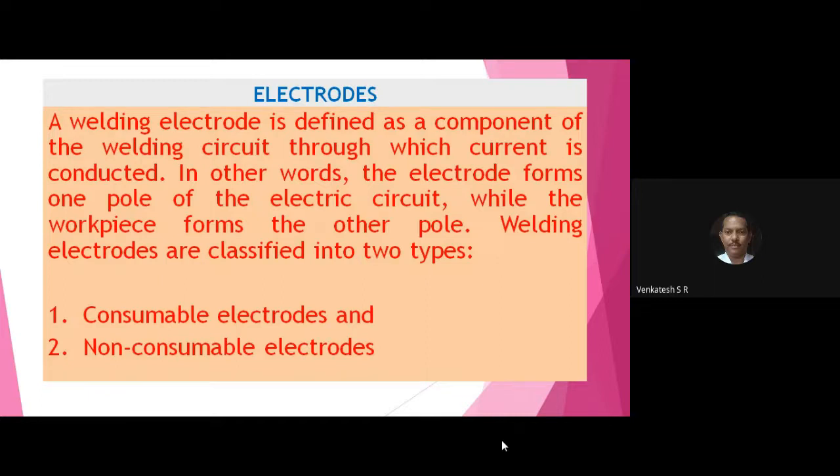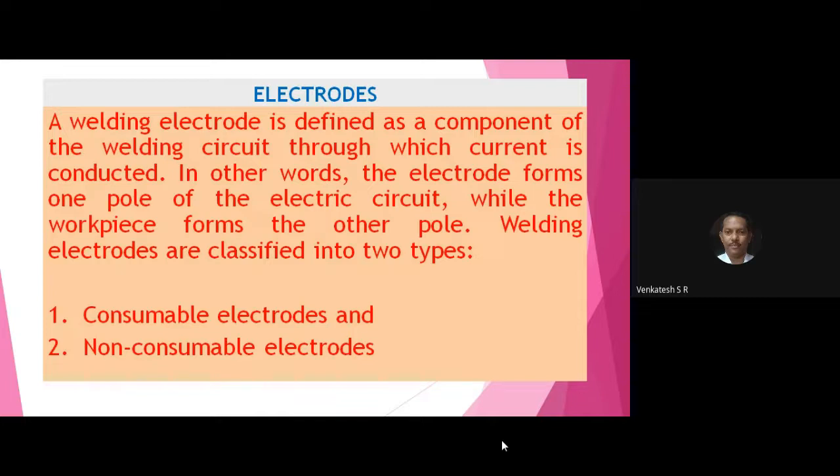The arc has enormous heat, with a temperature of 3000 to 4000 degrees centigrade. That temperature is high enough to melt the edges of the workpiece. Workpieces are made of mild steel, cast iron, stainless steel, alloy steel, or low carbon steel. So ferrous and non-ferrous metals are both welded using the welding process.